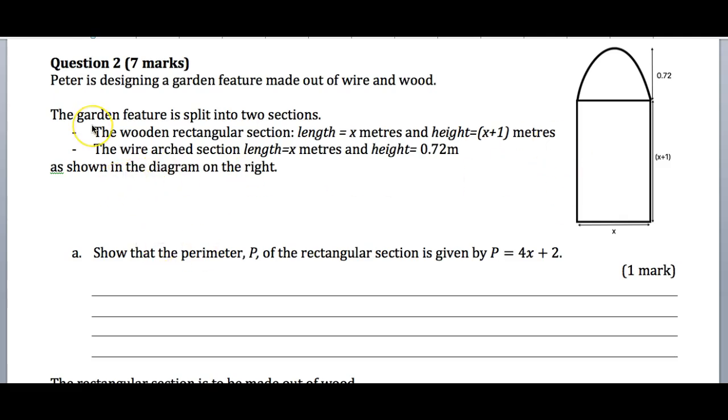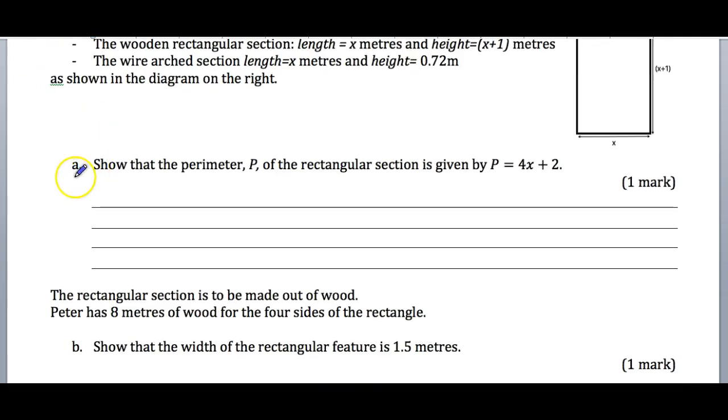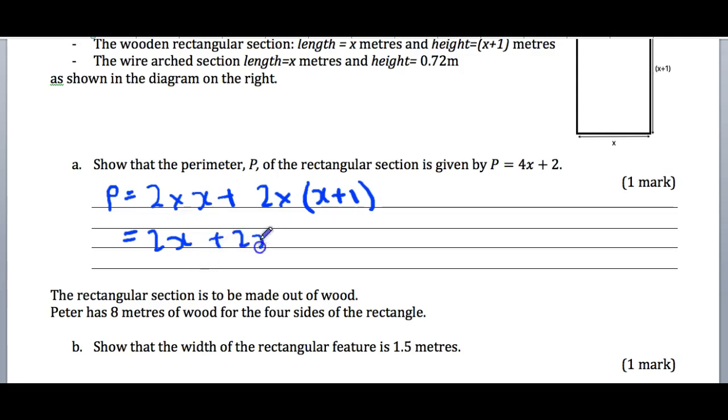Okay, so show that the perimeter of the rectangle is given by p equals 4x plus 2. So the perimeter is just of the rectangle. We have 2 times x plus 2 times x plus 1. So you're basically just using the perimeter formula. You can do x plus x plus x plus 1 plus x plus 1, same thing. 2 times x, so 2x, 2 times x, and then 2. So we have 4x plus 2. Oops, that should be an equal sign. Sorry.